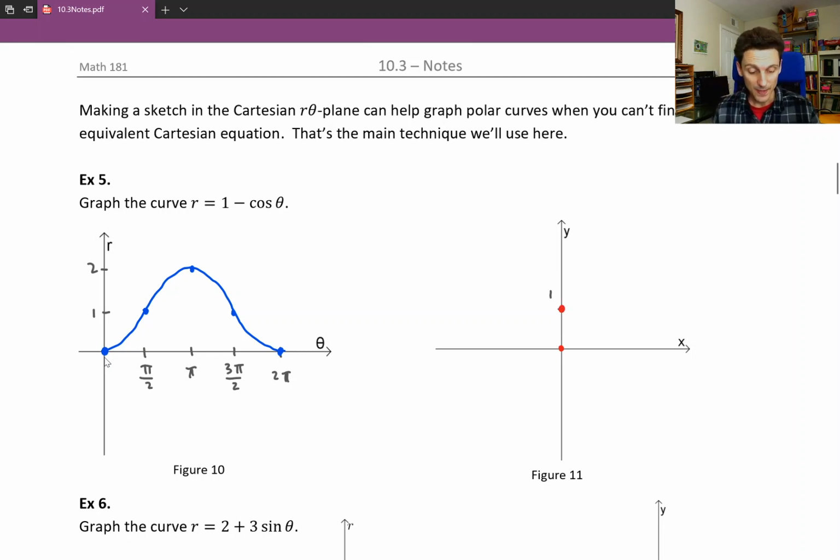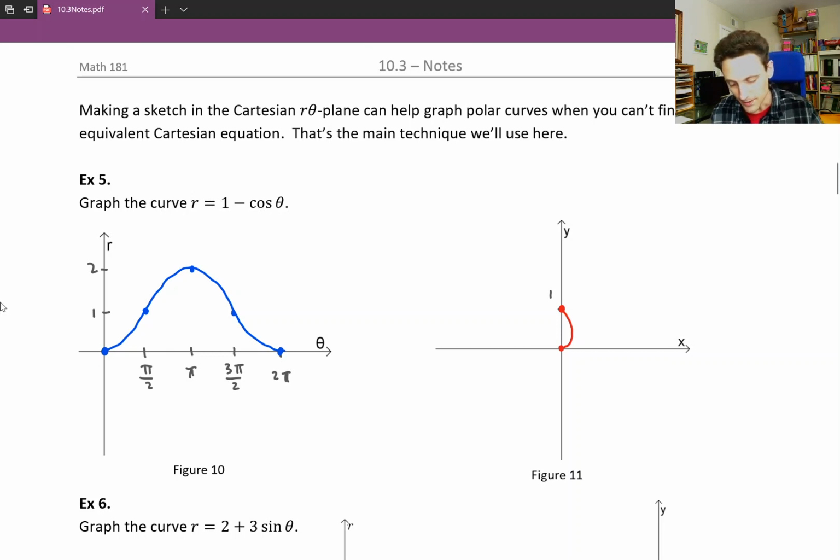And then again, as theta is going from 0 to pi over 2, r is going from 0 to 1. Let me draw that just slightly better. So it looks something like that. It's hard to get it exactly right without lots of practice drawing, but it looks something like that. So the r values are going from 0 to 1 as theta goes from 0 to pi over 2.